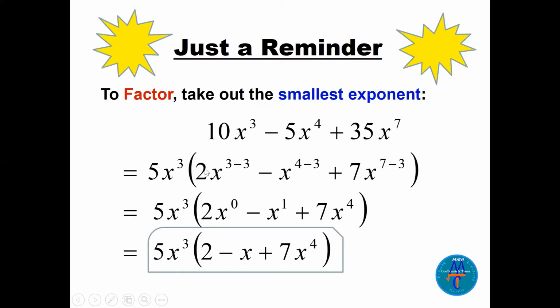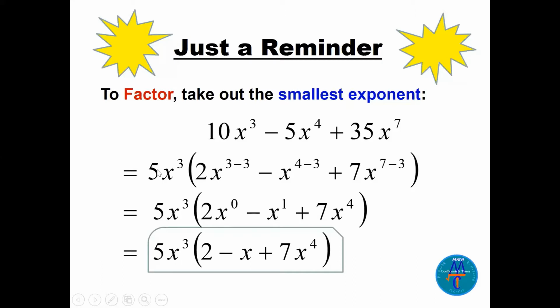So there are two ways you can write what's in the bracket here. 10 divided by 5 is 2. 5 divided by 5 is 1, and there is a minus. 35 divided by 5 is 7. That's one way. For the powers here, take x out. You can leave this power here: this power minus the power out, this power minus the power out, this power minus the power out.